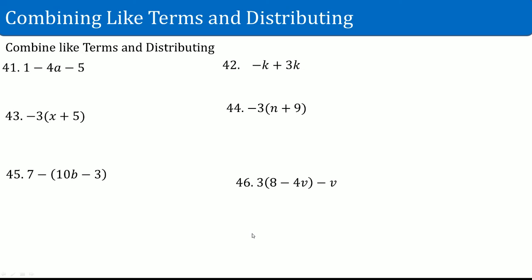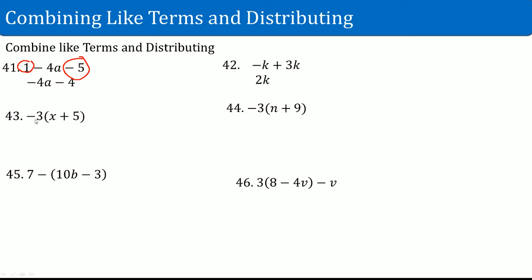40, the next one, 41 through 46. You're going to combine like terms and distribute. The first one, it's 1 minus 4a minus 5. These are your like terms here. The 1 is your like term and your -5. Make sure you include that symbol. Together, that becomes -4. Here, -k plus 3k should be 2k.